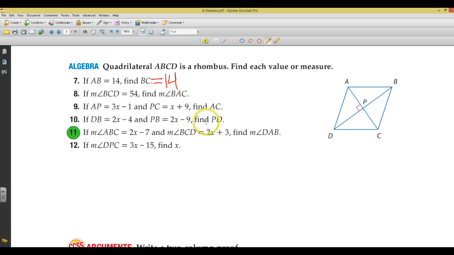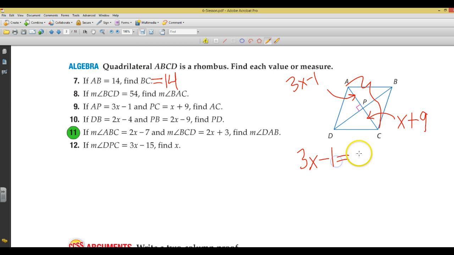Number 9, if AP is 3x minus 1 and PC is x plus 9, we want to find AC. So since we know that all rhombuses are parallelograms, then we know that the diagonals bisect each other. That's a property of a parallelogram, so it will be a property of a rhombus as well. So that means that these two segments have to be congruent, so we can set them equal. So subtract x from both sides, and add 1 to both sides, and divide both sides by 2.